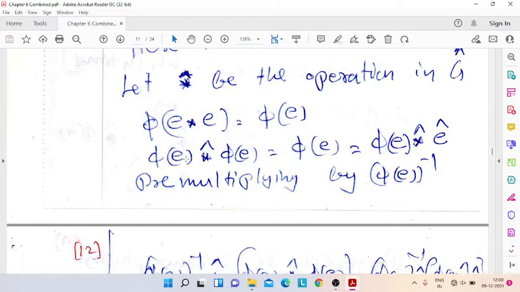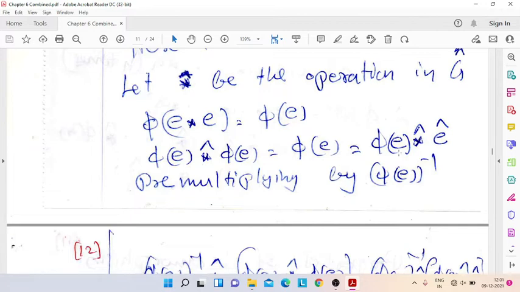Using the condition that an isomorphism preserves the binary operation, therefore phi E star cap phi E we can write, and that equals phi E. But this phi E equals E cap. And here on the left side we can keep the first phi E, and then star cap. After that the second phi E will be replaced by E cap.